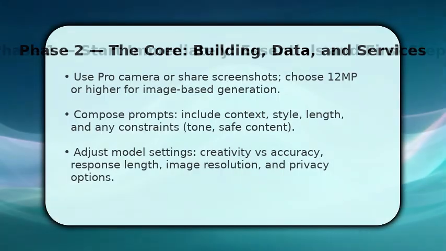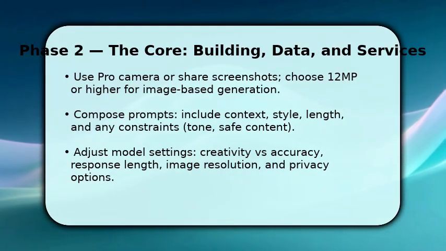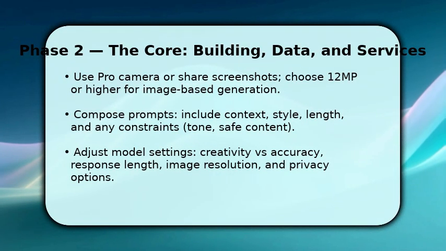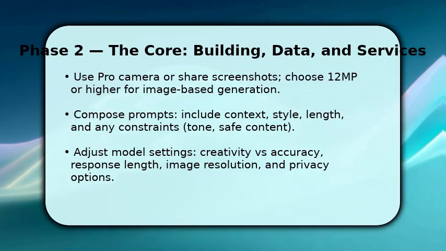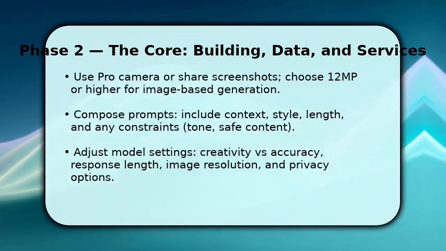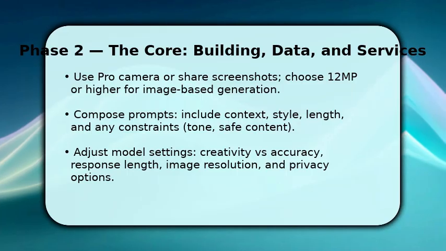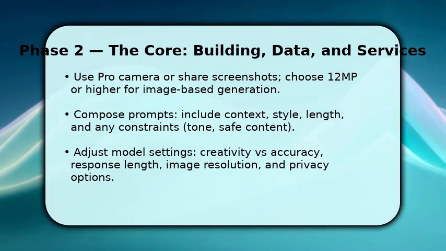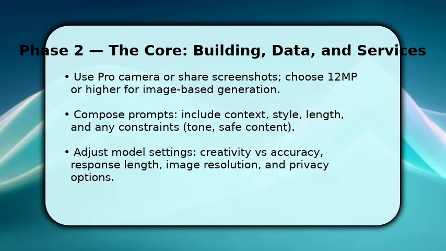You now feed the AI, capture a clear photo with the Pro camera or import a screenshot, and set resolution to 12MP or higher for detailed outputs. Then type a prompt that includes context, desired style, and length. Be explicit about tone and constraints so the model knows your intent.